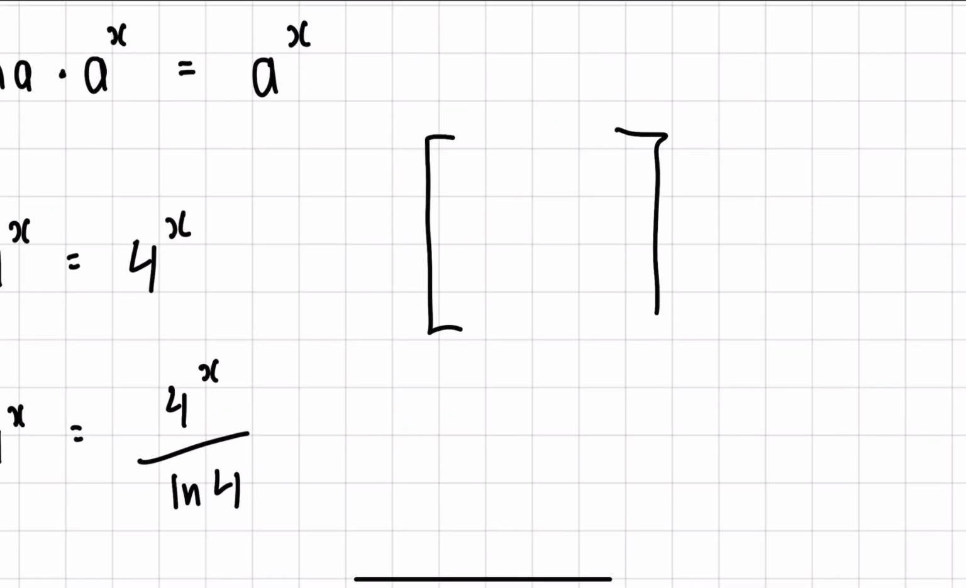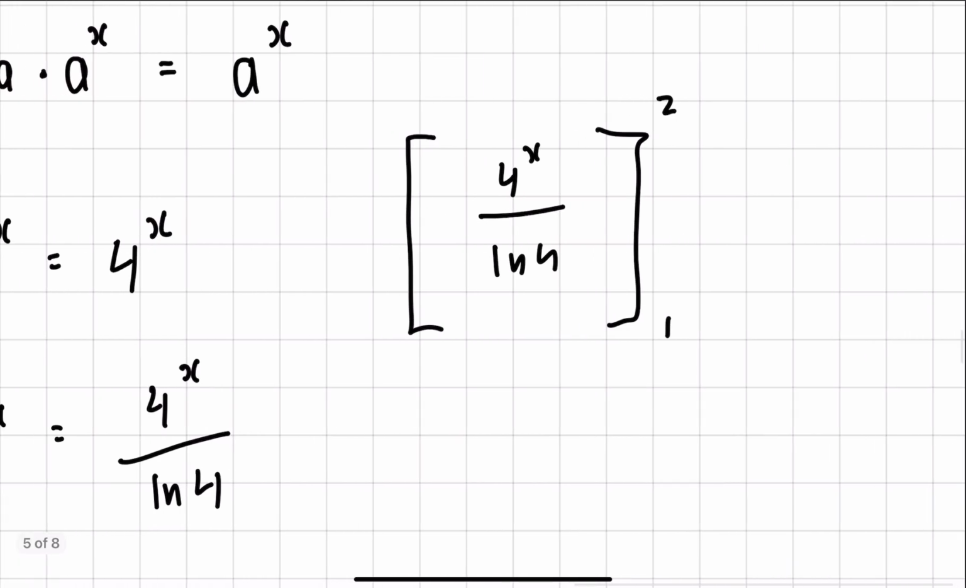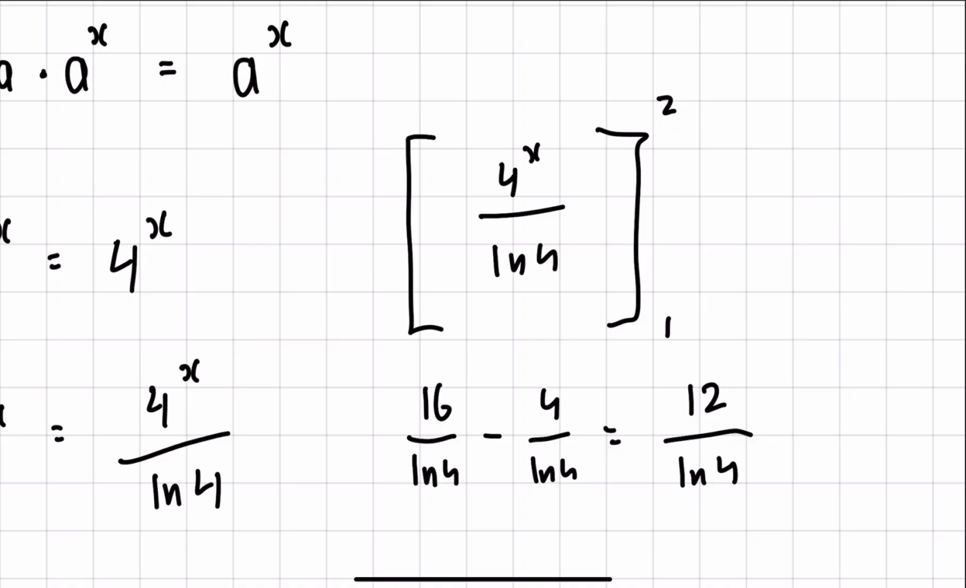So upper limit 2, 1, 4 to the x over natural log 4. So we're going to get 4 squared, which is 16. So we're going to get 16 over natural log 4, take away 4 over natural log 4. That gets us 12 over natural log 4.